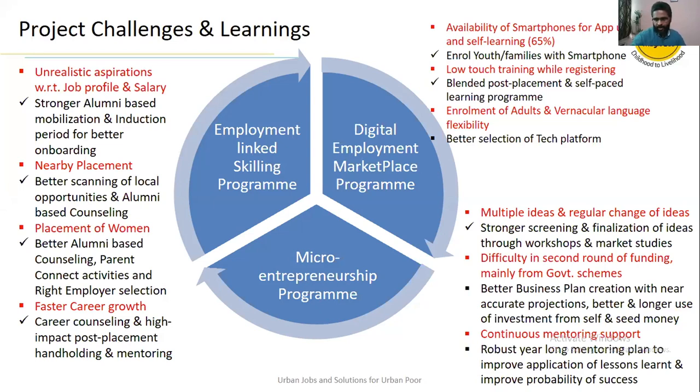As far as the micro entrepreneurship program is concerned, the youth come with a lot of ideas and they want to roll out all of those ideas. So helping them streamline one strong idea and starting the business on that is one. Second is, how do they find the second round of funding? Initially, we help them with seed money, some they put from their pocket, but then what about the second round of funding? Without that, the business may not survive, may not go the distance. What about continuous mentoring support? These are tried and tested solutions which have been giving us results.